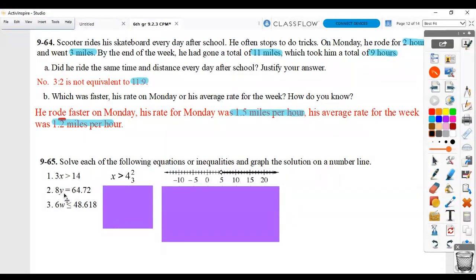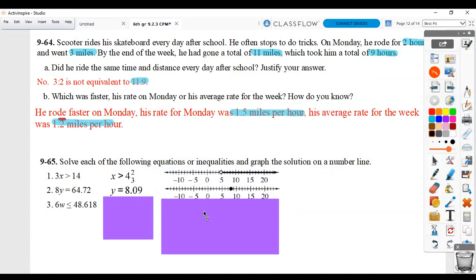So in this case, y is being multiplied by 8. Our inverse operation is to divide by 8 on both sides, which gives you y equals 8 900ths. Graphing it on a number line, we find 8 900ths. And it's just a single value that's not greater than, it's not less than, it's just equal. So it's just a single dot at that point.